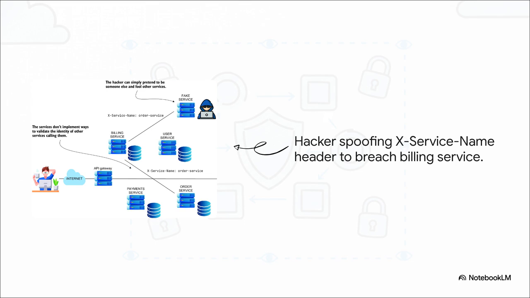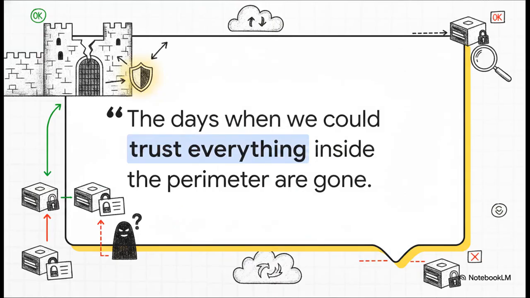The billing service blindly trusted the incoming request without any cryptographic proof, couldn't tell the difference, processed the fake invoices, and leaked real financial data. The days when we could trust everything inside the perimeter are gone.